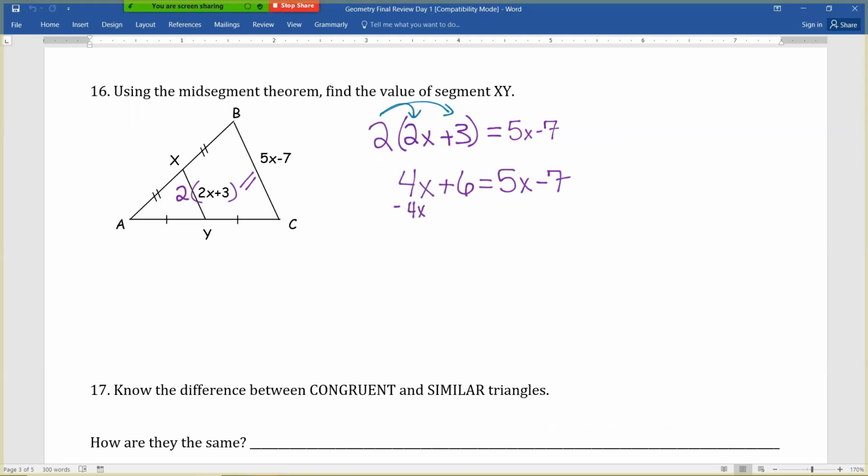I would subtract 4x from both sides. So 6 equals x minus 7. Add 7 to both sides. So 13 equals x, commonly written as x equals 13.